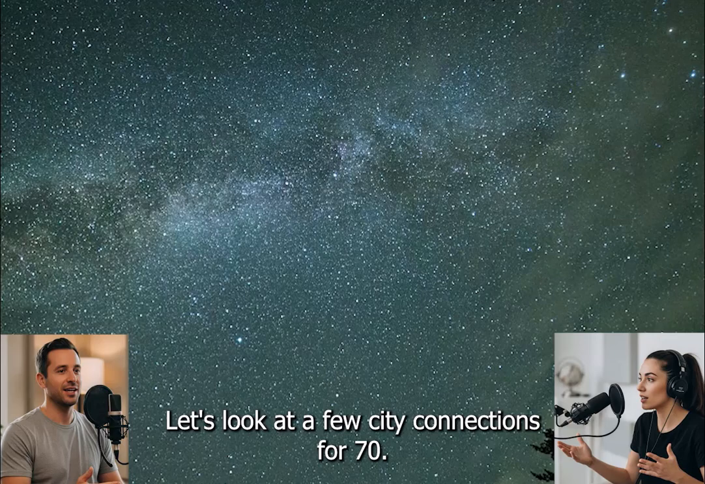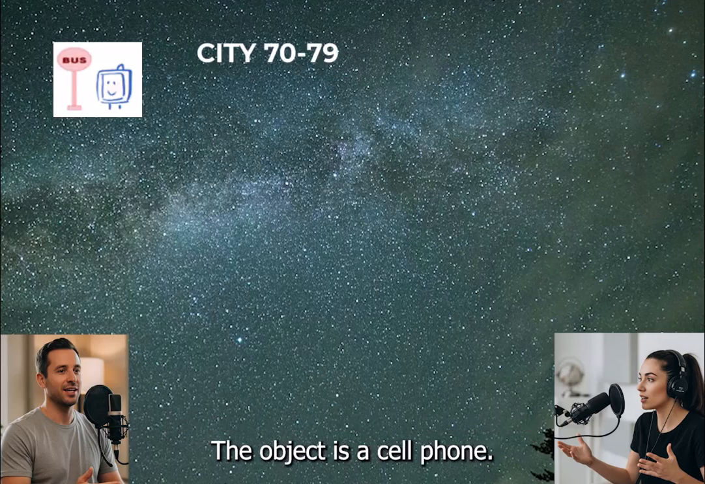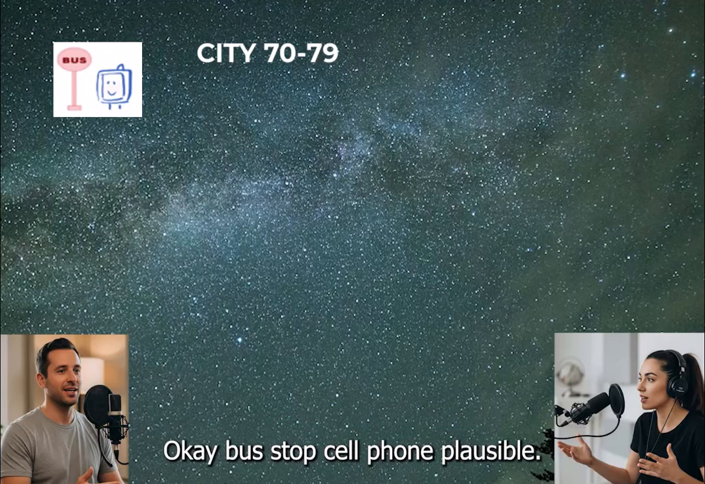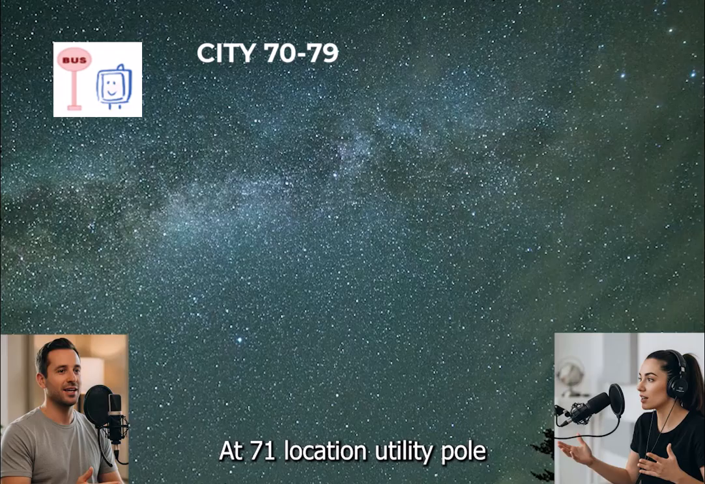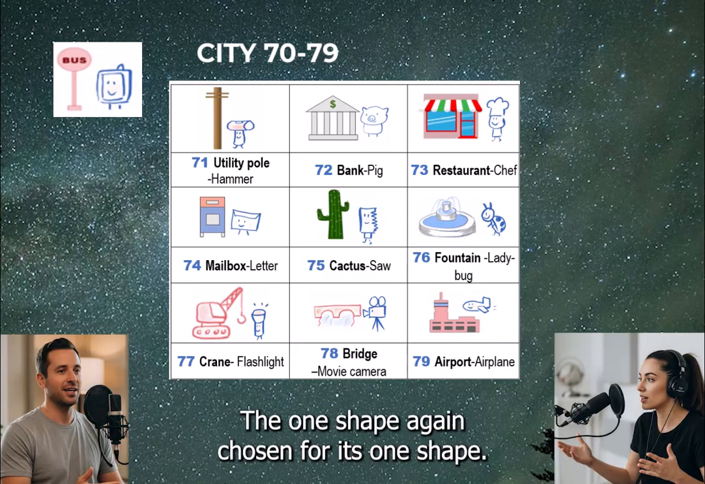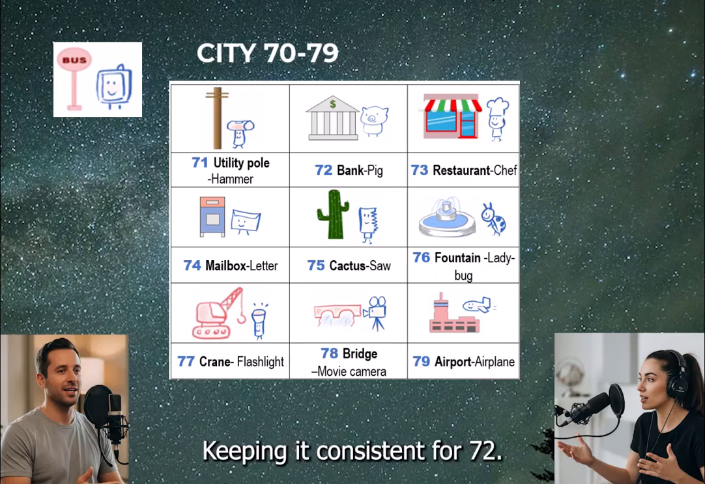Okay. For 70, the location is the bus stop. The object is a cell phone. Maybe someone waiting for the bus is using one. Okay, bus stop, cell phone, plausible. At 71, location, utility pole, object, a hammer. Utility pole, hammer. Let me guess, the 1 shape again? Bingo. Chosen for its 1 shape. Good, okay. Keeping it consistent.